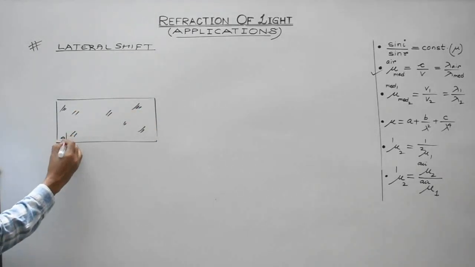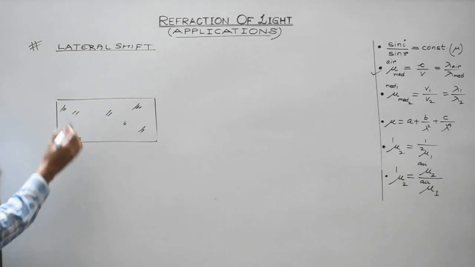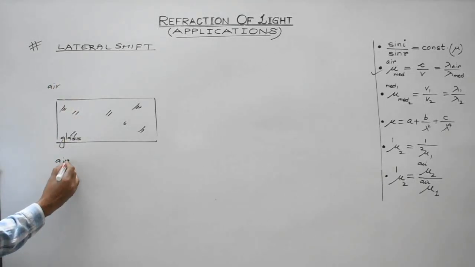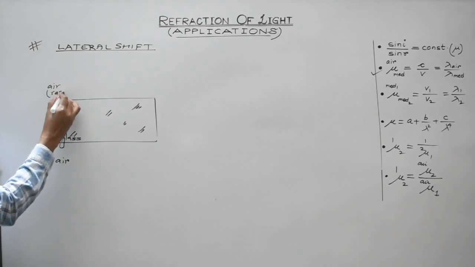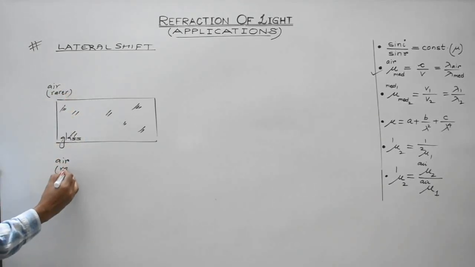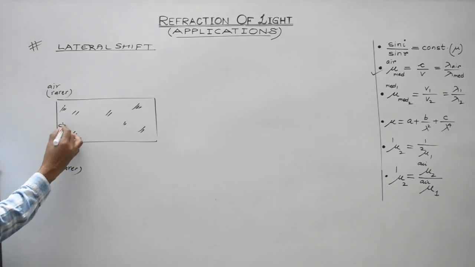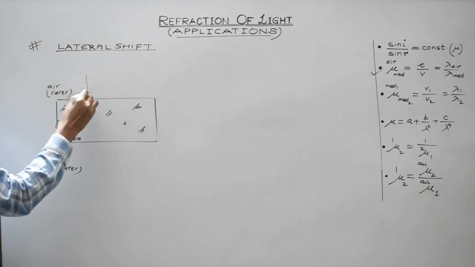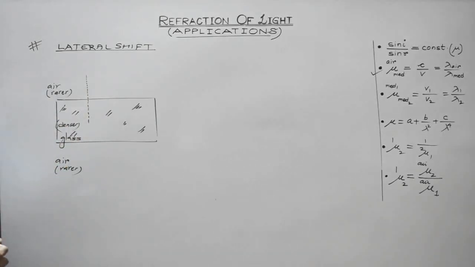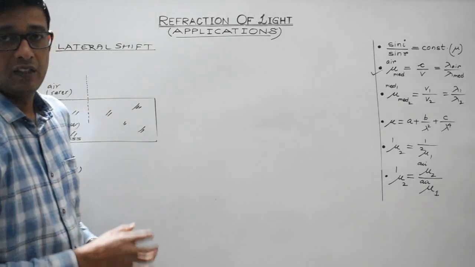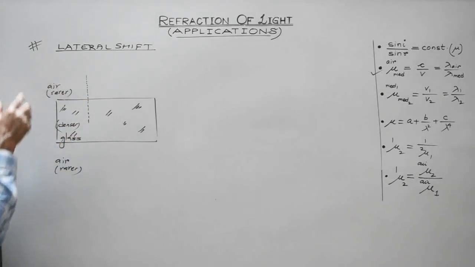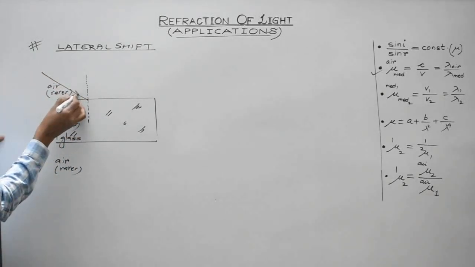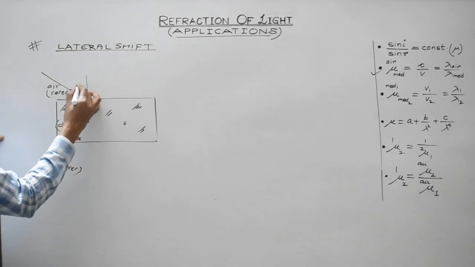This is glass. Obviously, it will act as a denser medium. This is air. It will act as a rarer medium. So this is rarer, and glass will act as a denser medium. Now this is the normal, suppose. Now look, light is incident at this point in an oblique direction, like this. This will be the angle of incidence.